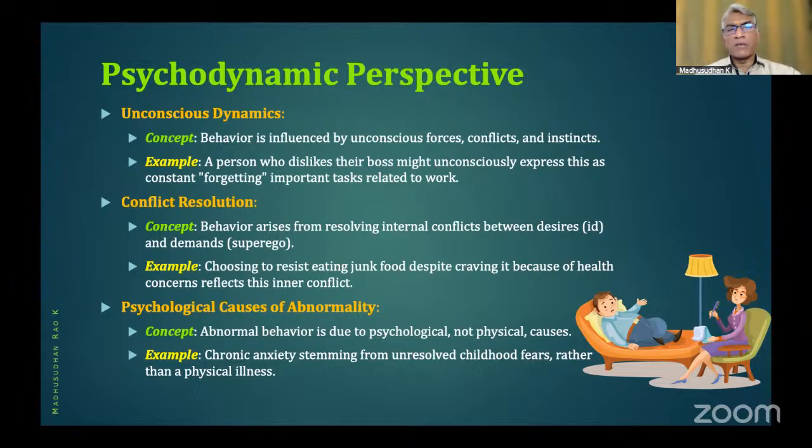Now, conflict resolution: behavior arises from resolving internal conflicts between desire, which is inside, the id, and demand, the superego. Choosing to resist eating junk food despite craving, because health concern reflects this inner conflict. He will not eat junk food because his morality says eating junk is bad, but he is craving. So this conflict arises between id and superego. Similarly, abnormal behavior is due to psychological, not physical causes, such as chronic anxiety stemming from unresolved childhood fears rather than physical illness.